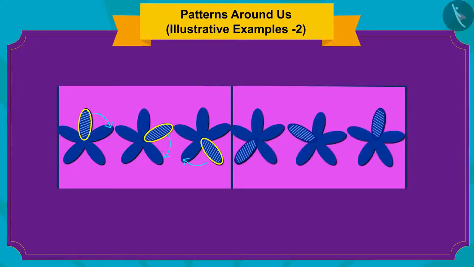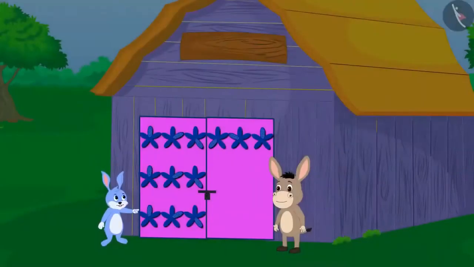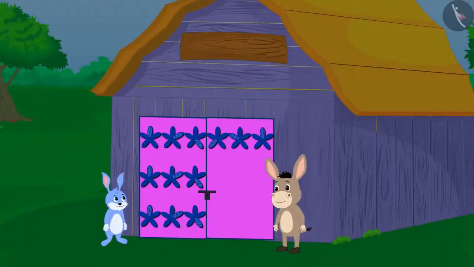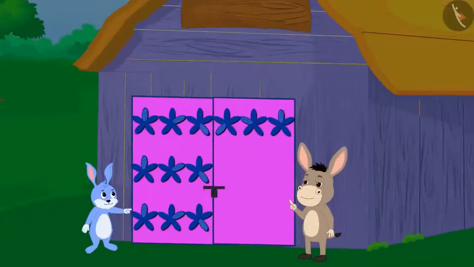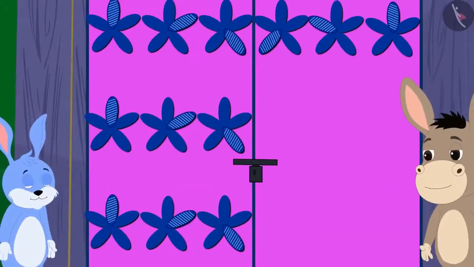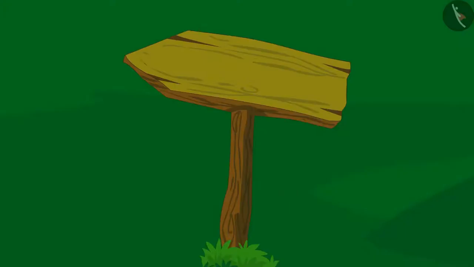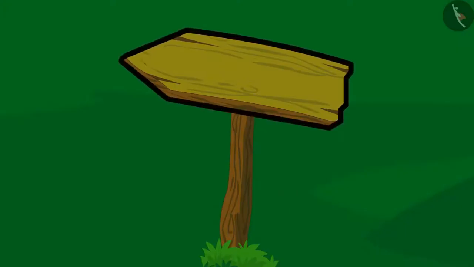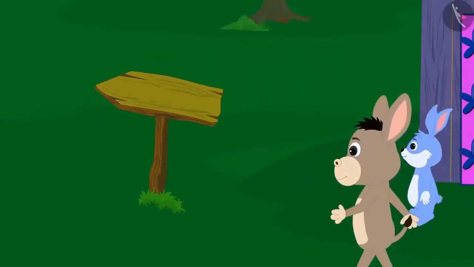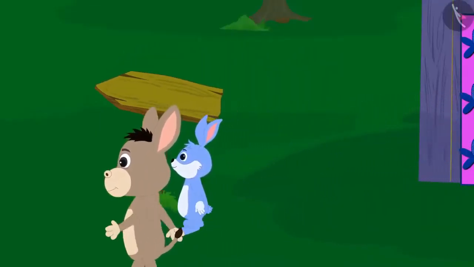Just like you did, Bhola and Bunny completed the pattern of the second door by finding the rule of this pattern. As soon as Bhola and Bunny completed the pattern on the door, they magically saw an arrow sign on the way out. Bhola and Bunny quickly walked in that direction of that arrow.